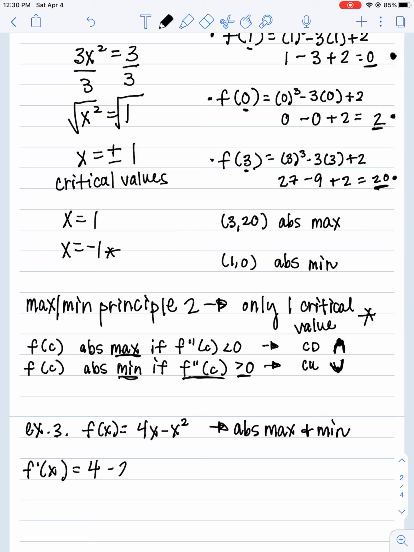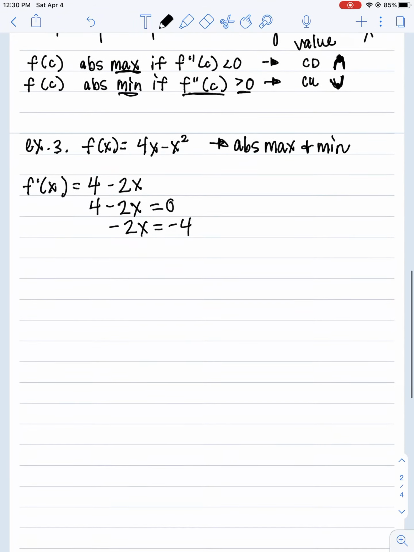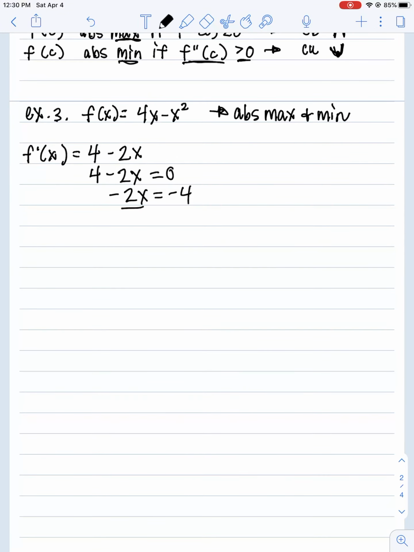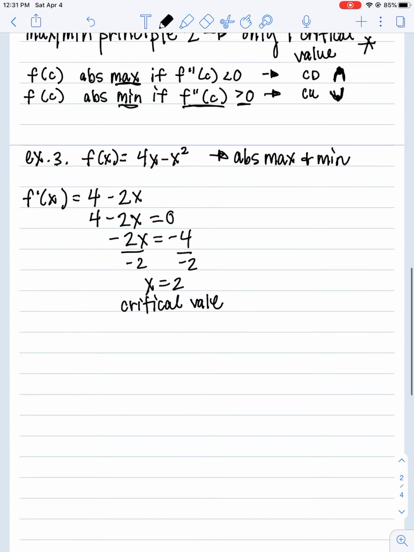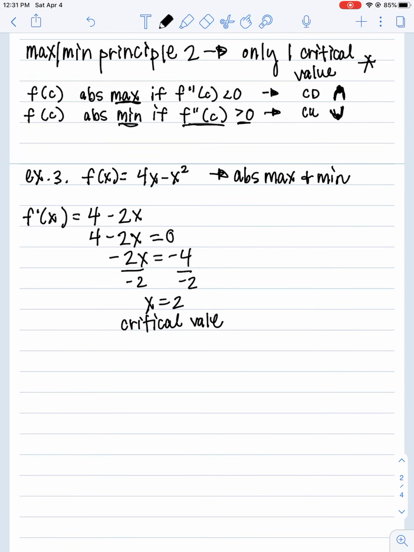How do we find critical values? We take the first derivative. The first derivative will be 4 minus 2x. And then we take the first derivative and set it equal to 0. If we subtract 4 on both sides, we get negative 2x equals negative 4. Let me roll up a little bit, guys. Divide by negative 2, divide by negative 2. We clearly get x equals positive 2. So, woohoo, this is good news. We only have one critical value, which means we can go attempt to use max-min principle number 2.